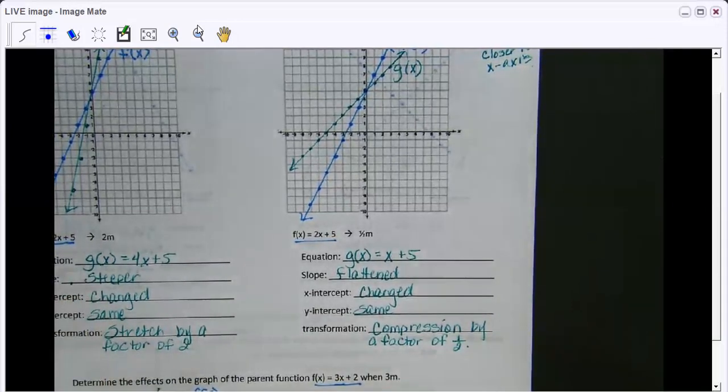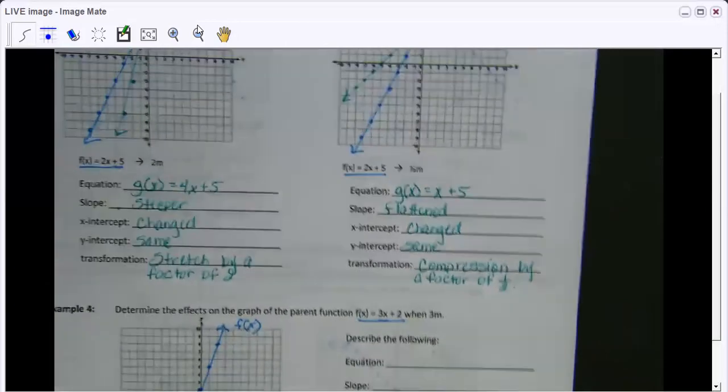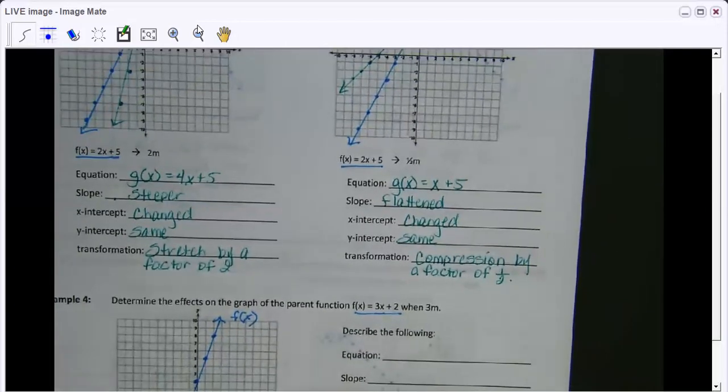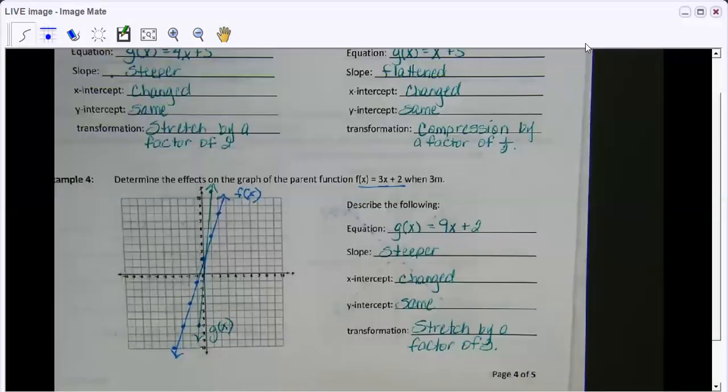Okay. All right, now I want you to do the example at the bottom on your own, and then we'll come back and check it. Okay, so this is what you should have gotten. All right, any questions? Okay, I'll leave it here.